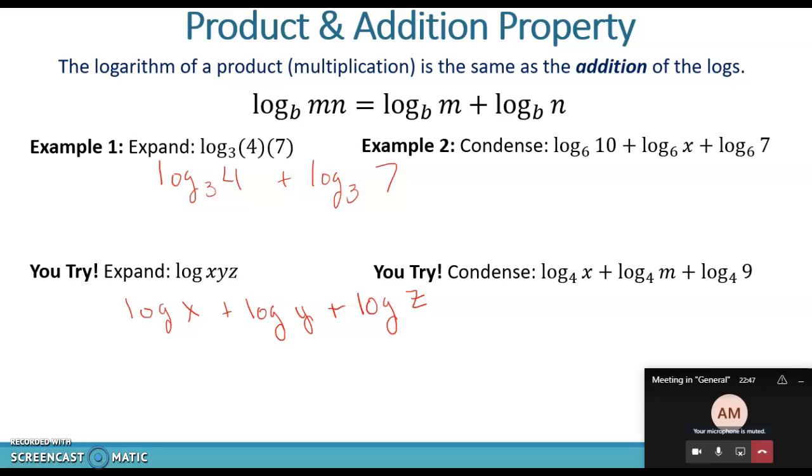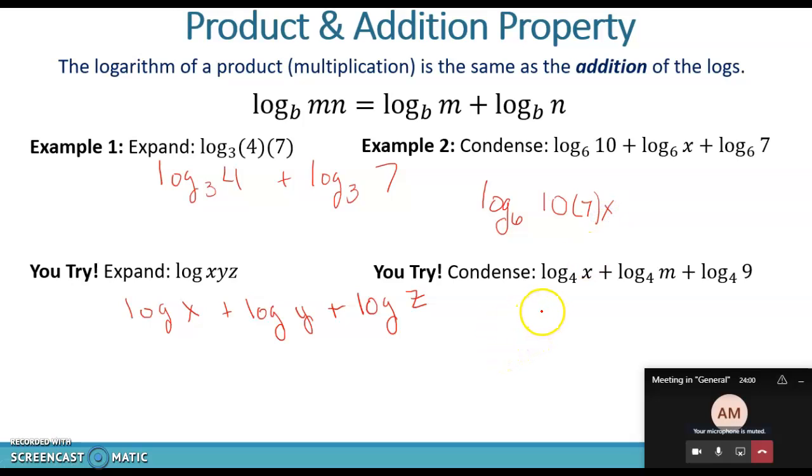All right, so now let's go the other way. Let's condense it. Oh, we didn't condense example 2. Go condense example 2 and condense this one as well. Go do both of those. Okay, if we're going to condense this, it's going to be log base 6 because they all share the same base. Then we multiply all these together. I'm going to put the 7 right there and then the x right there.